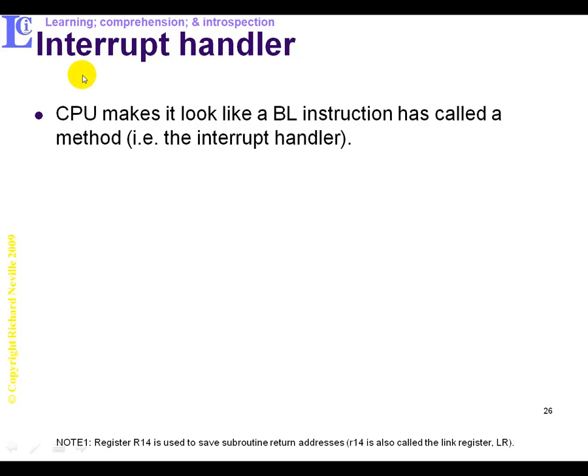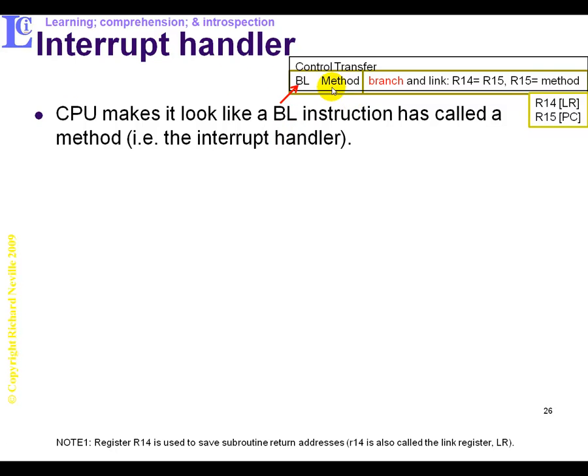So what does an interrupt handler basically look like? Well, really an interrupt is something like a branch and link, and as you're aware, a branch and link does a branch, but it also saves the address for when you return from the branch, so you return to the next instruction after the branch, and it saves this in what's called the link register.